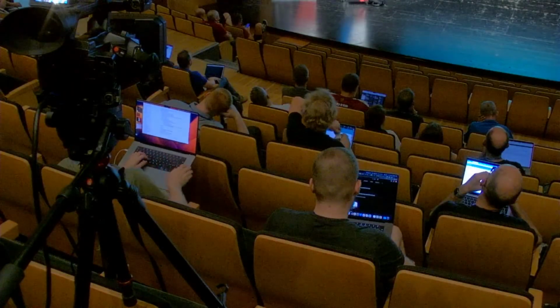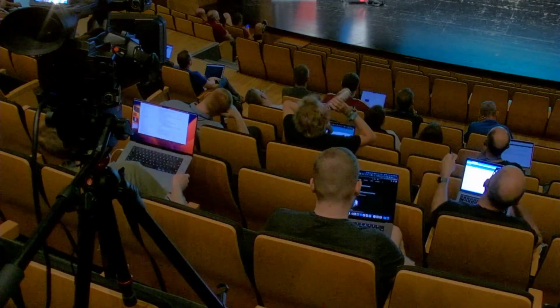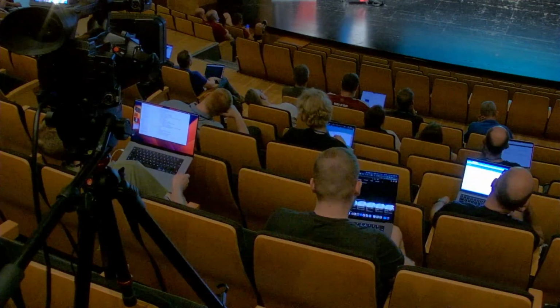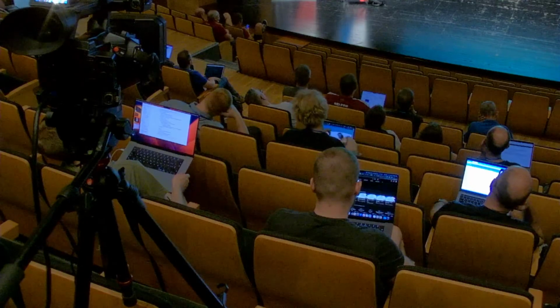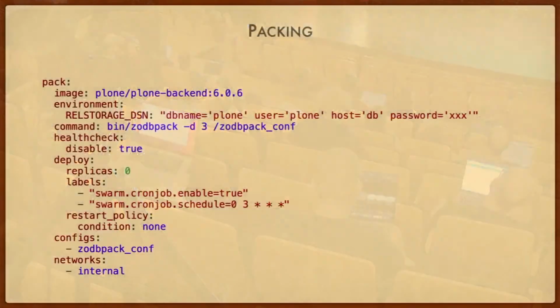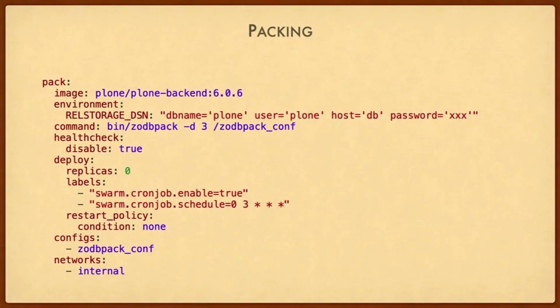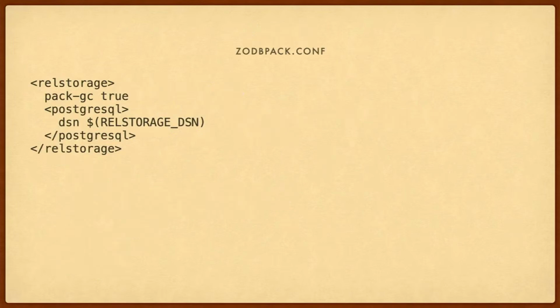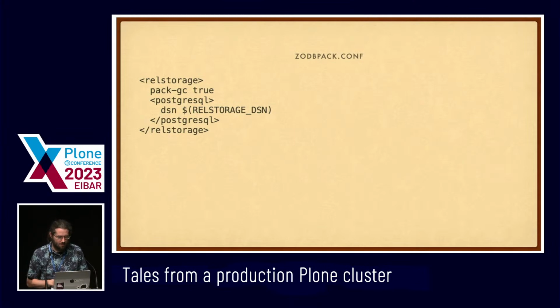You can see there's a couple workarounds here. I think we can make this a little bit cleaner if we created a special image just for doing the packing. So maybe that's a sprint task. This is the configuration file I mentioned. It's very simple. It's just taking the RelStorage DSN environment variable that we set up before and putting it into the file that the command accepts.